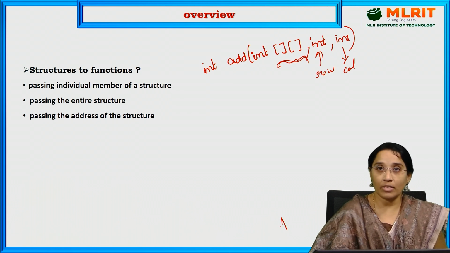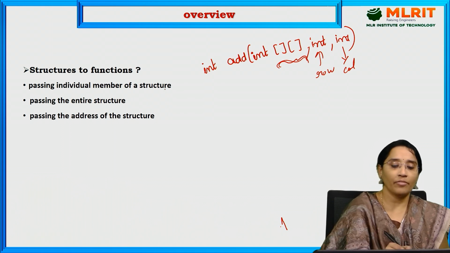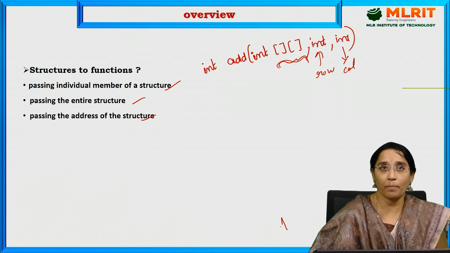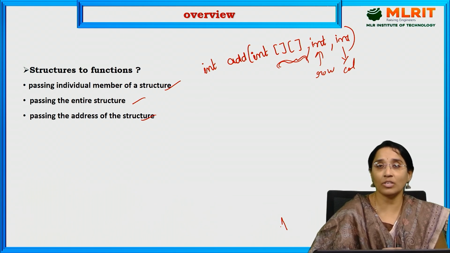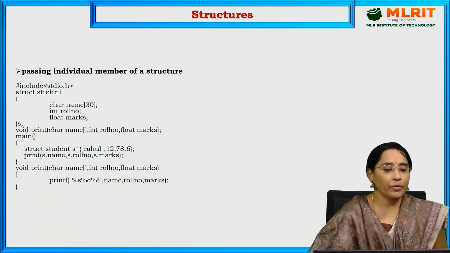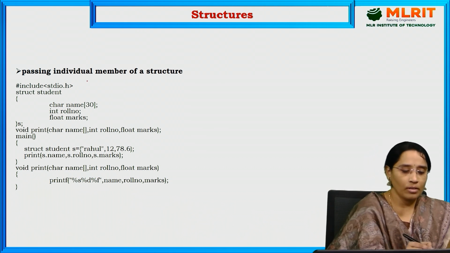Likewise, if you pass structures to functions, how many possible ways are there? Here we have three ways. You can pass an individual member of a structure, or you can pass the entire structure as an argument, or you can pass just the address of the structure. Here is the sample program, passing individual members of a structure. How will you pass an individual member of a structure?